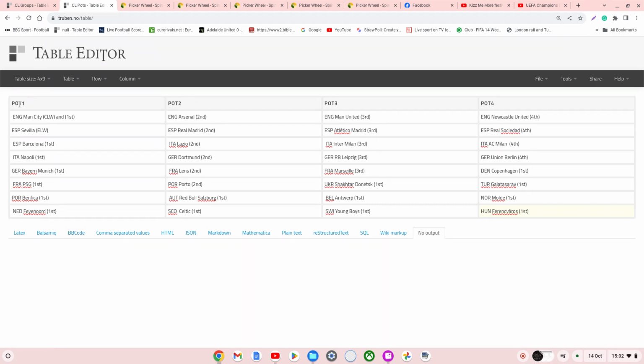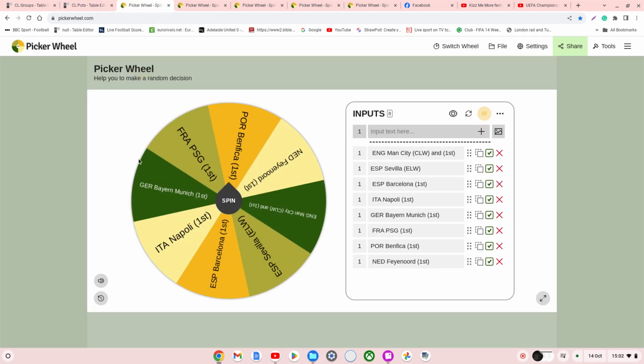So the teams in pot one are Manchester City, the Champions League winners and the league winners, and the Europa League winners Sevilla. And then you got the champions of the top six leagues: Barcelona, Napoli, Bayern Munich, Paris Saint-Germain, Benfica, and Feyenoord. That's the top six. That is the champions of the top six leagues in pot one. Anyway, let's start the draw.